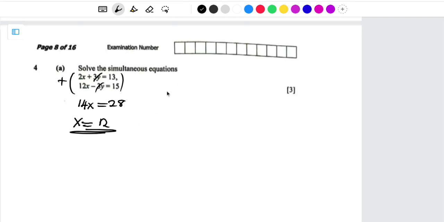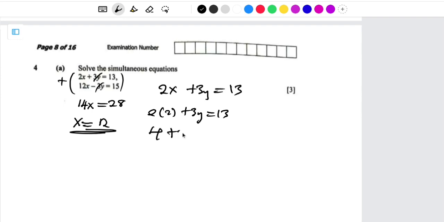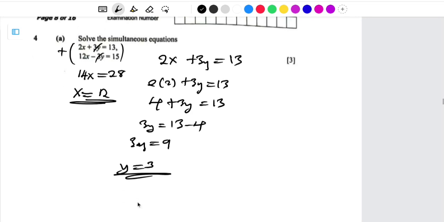Then calculating the value of y, just pick one of these. We know the value of x, so I'm going to put 2 where I'm having x. This is going to be 4. When this one goes to the other side, it is going to be negative 4. Then when I do the computation, it is going to give me 9. Dividing throughout by 3, y is going to be equal to 3. So this is how you're supposed to answer. Very simple, isn't it?